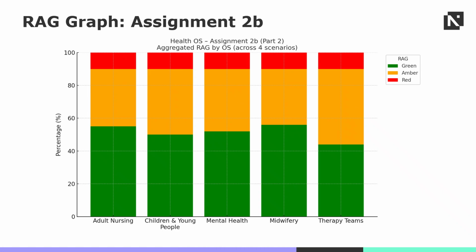Children and young people sit in the middle with good safeguarding and family engagement balanced against weaker procedural detail and documentation. Therapy team has the highest proportion of amber, where functional measures were used but evaluative writing and goal prioritisation were less accurate or secure. So overall, learners can perform the task safely, but stronger documentation, justification and evaluative writing would move much of this amber performance into green.